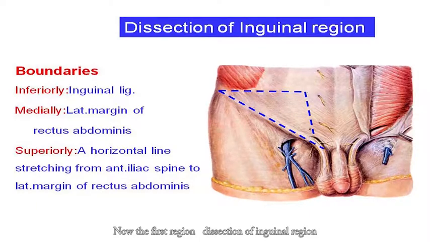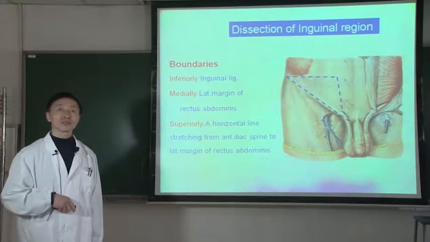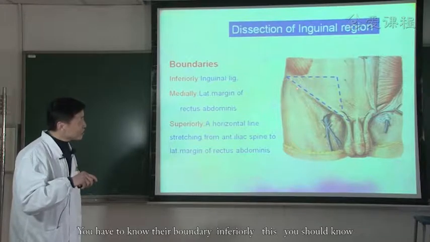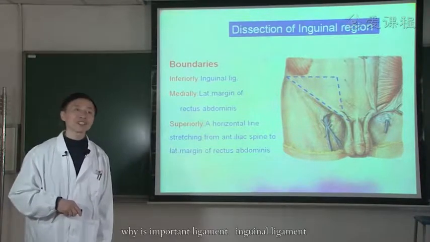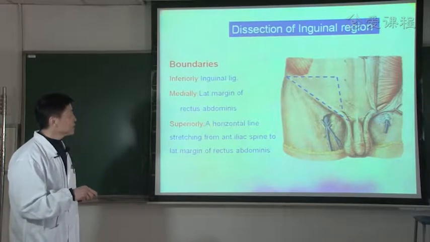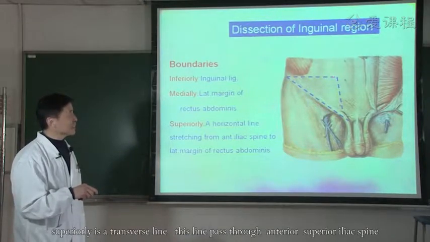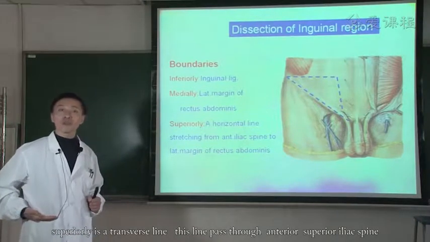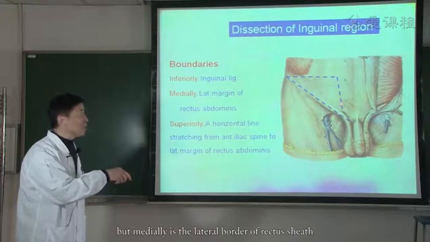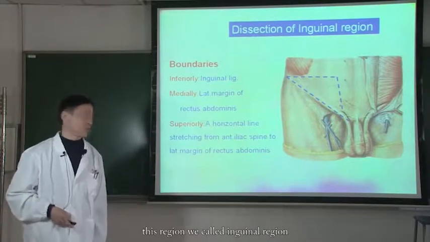Now, the first region: dissection of the inguinal region. What's the inguinal region? You have to know the boundary. Inferiorly, you should know one important ligament: the inguinal ligament. Superiorly is a transverse line. This line passes through the anterior superior iliac spine. Medially is the lateral border of the rectus sheath. This region we call the inguinal region. Okay.